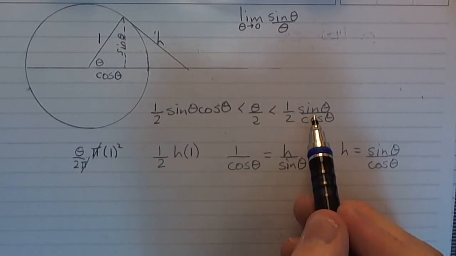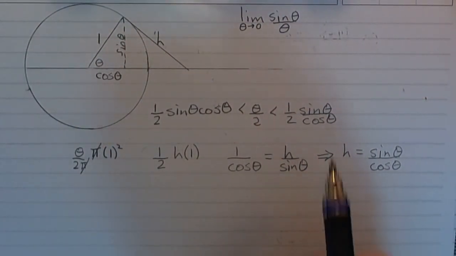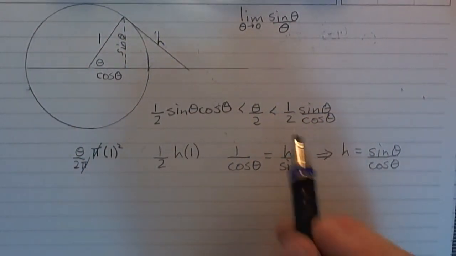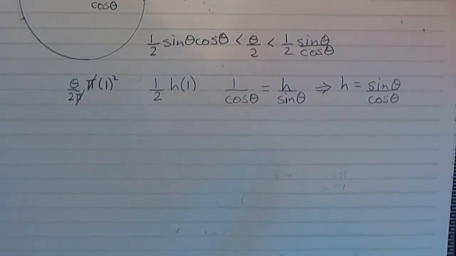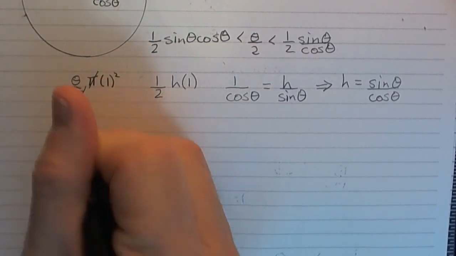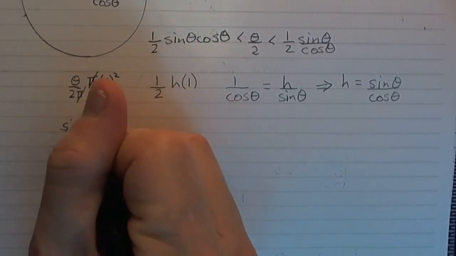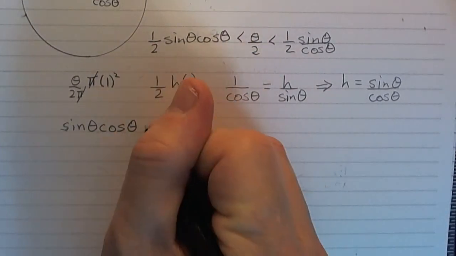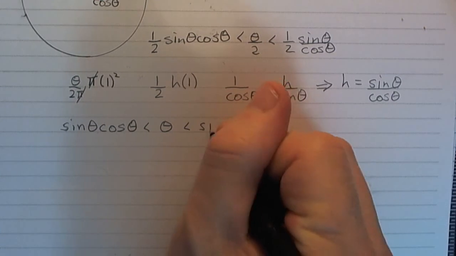So we know that this is bigger than this, which is bigger than this. So we've got a set of inequalities here. Now I've got all these 2's in there. Let me just multiply through by the 2's and clear those out. And then I get sine theta cosine theta less than theta less than sine over cosine.